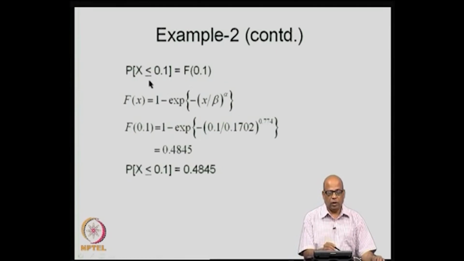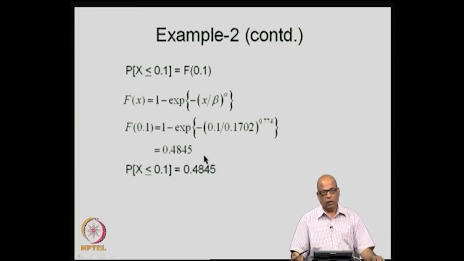So, we write probability of x being less than or equal to 0.1, which is by definition equal to capital F of 0.1, and F of x for the Weber distribution is given by 1 minus exponential of minus x by beta to the power half. This x is that particular value of x that we are interested in, which is 0.1 in this case, and beta is estimated here as 0.1702 and alpha is estimated here as 0.774. So, we substitute these values and get F of 0.1 is equal to 0.4845, or probability of x being less than or equal to 0.1 is 0.4845.